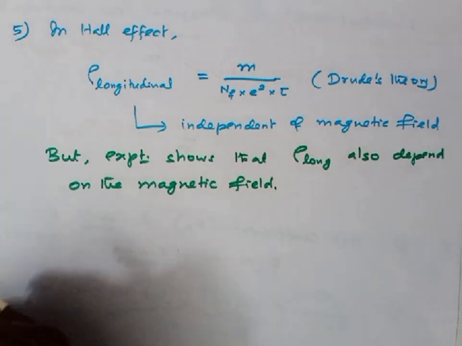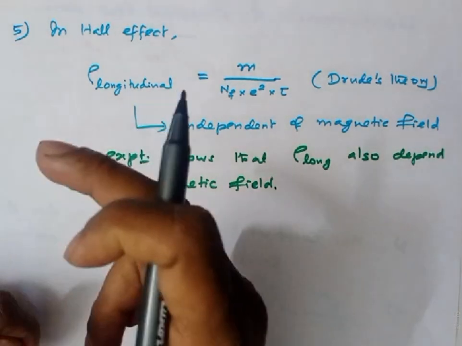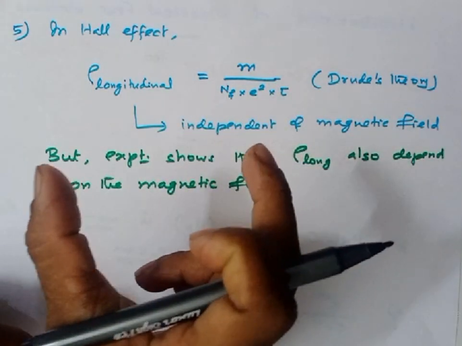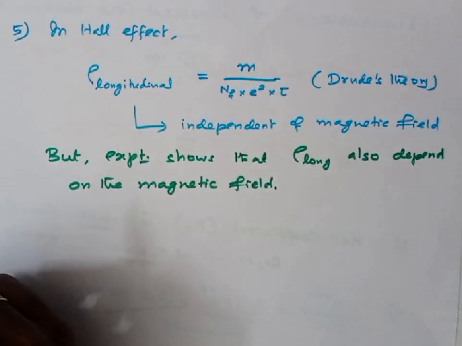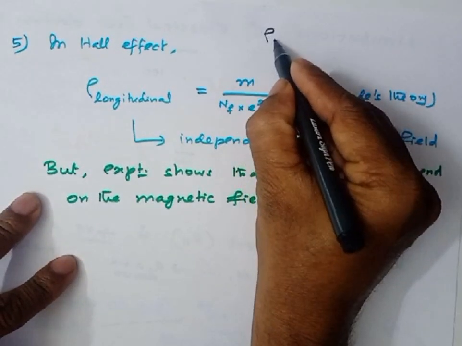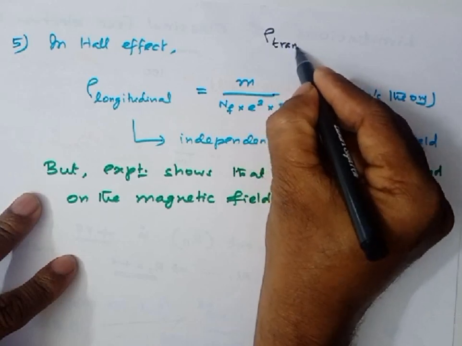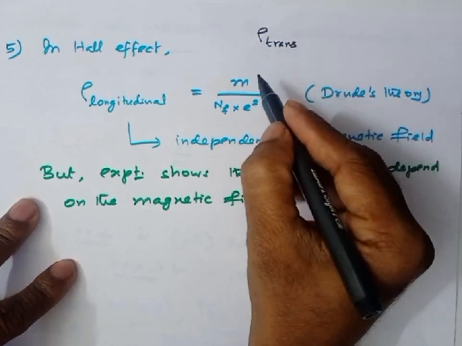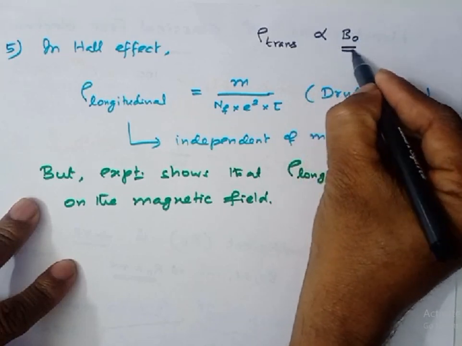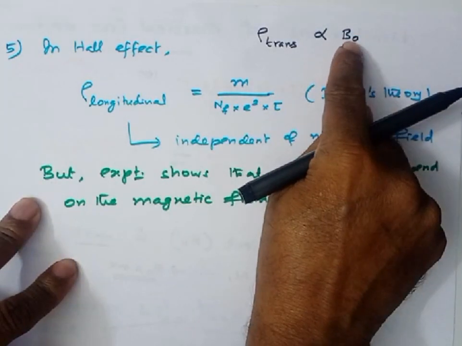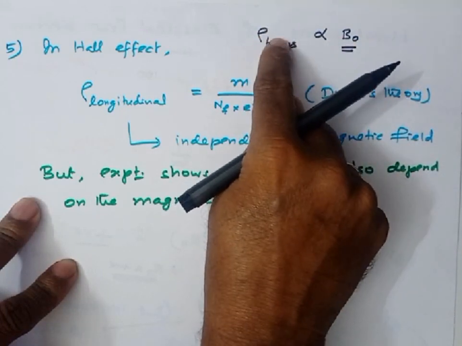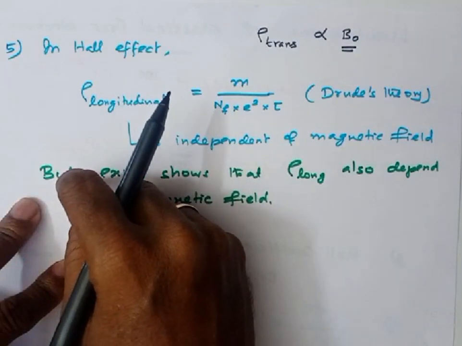transverse voltage or Hall voltage. Okay, so you will get some resistivity in the transverse direction and some resistivity in the longitudinal direction. Okay, listen, it was found that the resistivity in the transverse direction, also called the Hall resistivity, is directly proportional to the external magnetic field strength. If the external magnetic field changes, Hall resistivity or transverse resistivity will change, right?